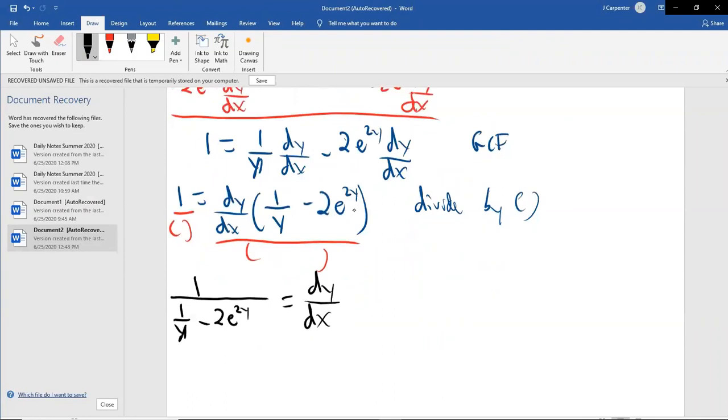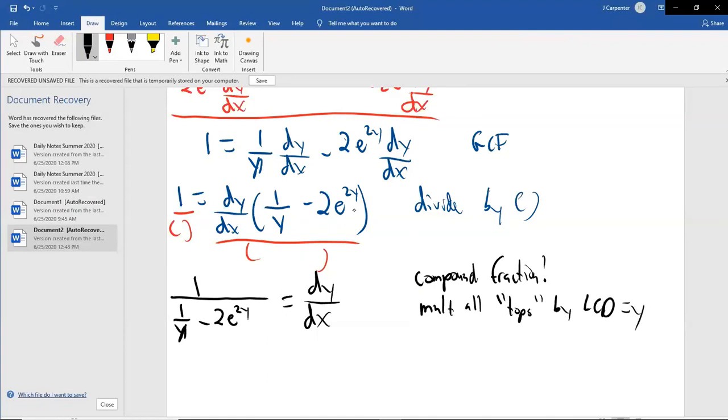This is not in an okay format for the answer because it's a compound fraction. The easiest way to simplify these: the only denominator inside of the fraction is a y, so you multiply all tops by the LCD, which is y. Because this is a y and it's the only denominator, you're going to multiply the 1, and this thing by a y.